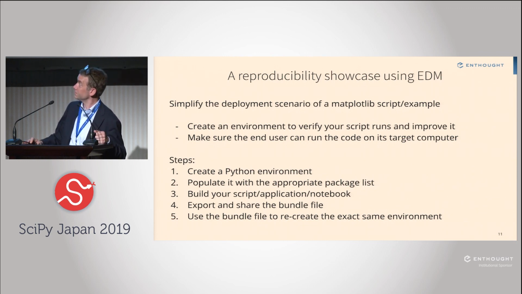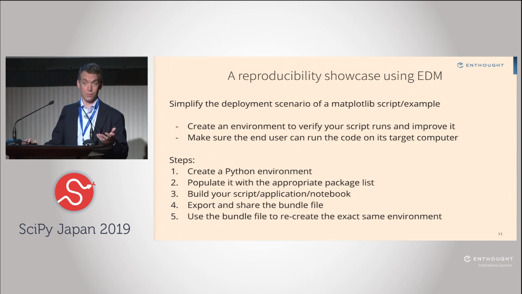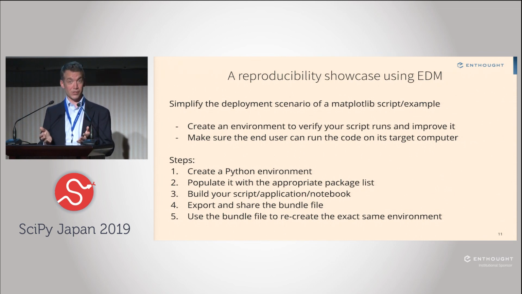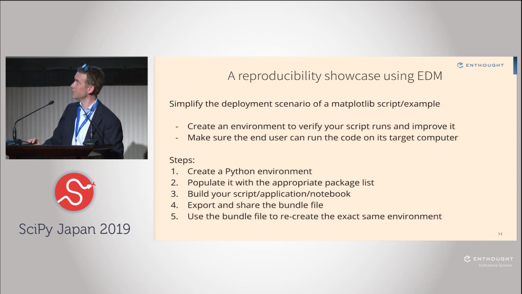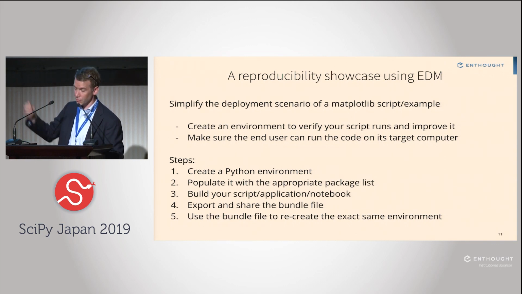So what are the steps? I've just summarized the steps here, and I'm going to show you the code just after that. First step, create a Python environment. Second step, populate the environment with the appropriate packages. Third step, you can use the script that you downloaded, or build your application, or generate a new notebook, or whatever. After that, you're in a position to export from that Python environment what we call a bundle file. This bundle file is the key of this talk. You'll be able to provide that to someone else. Someone else is going to be able to take that, create exactly the same environment, and execute the code over there. So those are the steps.